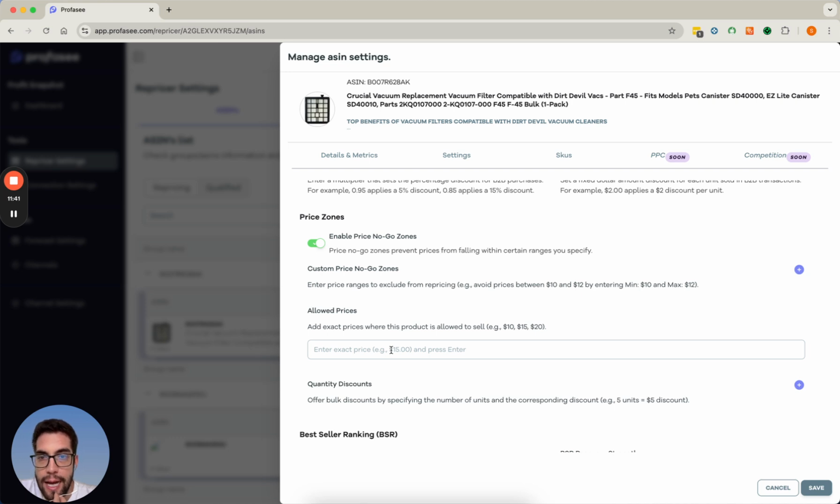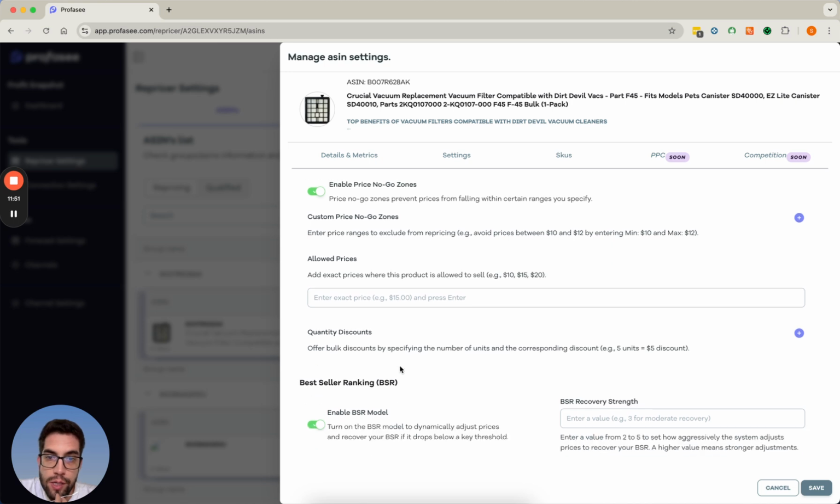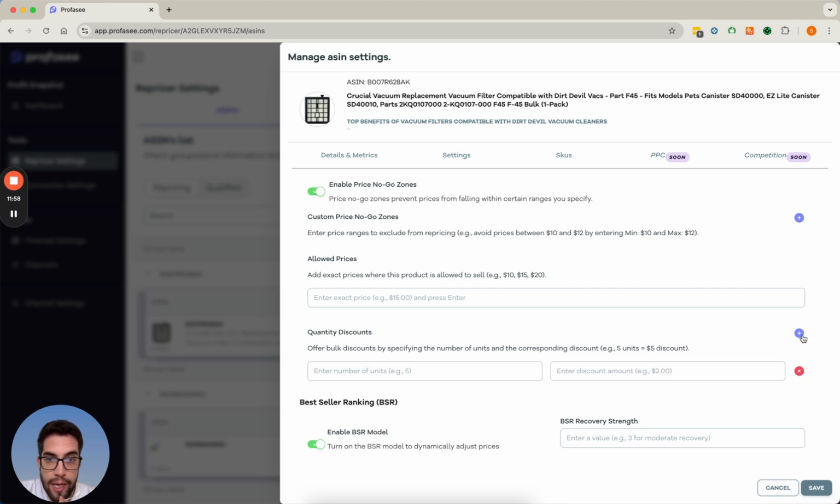You can also have allowed prices, so you can tell it specific prices that you want it to move between, and put those over here too. And you can also offer quantity discounts, so bulk discounts, specifying the number of units that people are going to buy, and then they get a specific discounted amount.